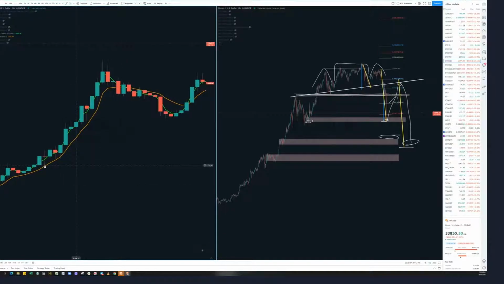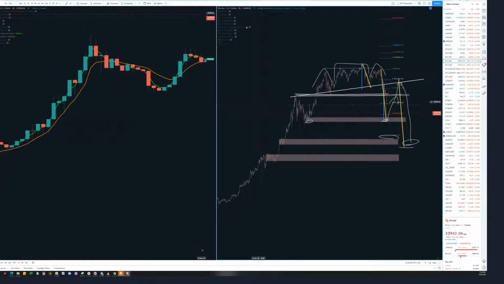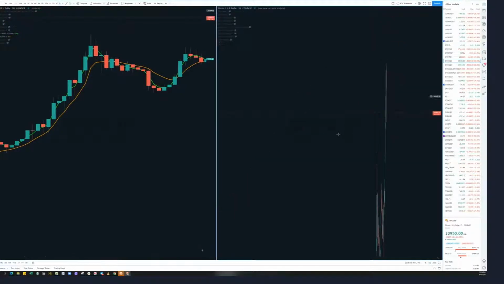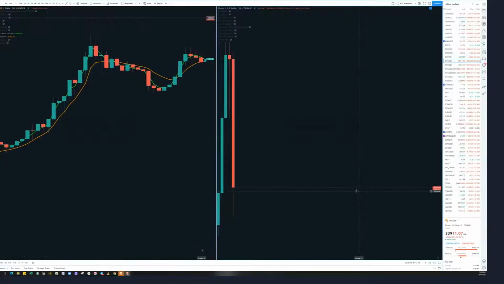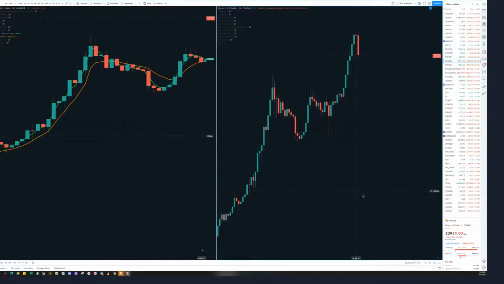So this orange line was my weekly 34 moving average, which was the next one below the 21, and it was significant. And now on the right, I'm going to do the monthly as well. And just do a correction. Here we go. So the monthly is not finished, right? But it looks bad.